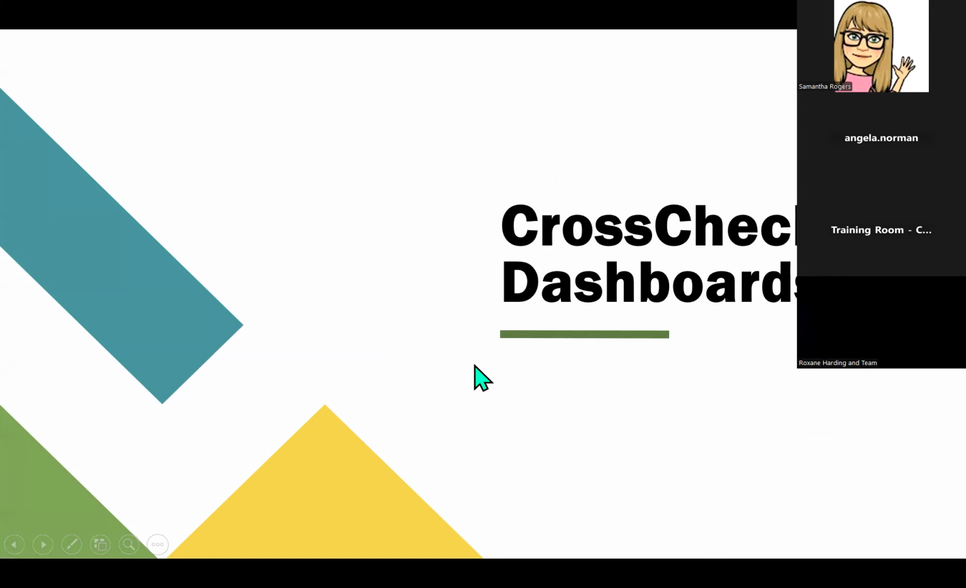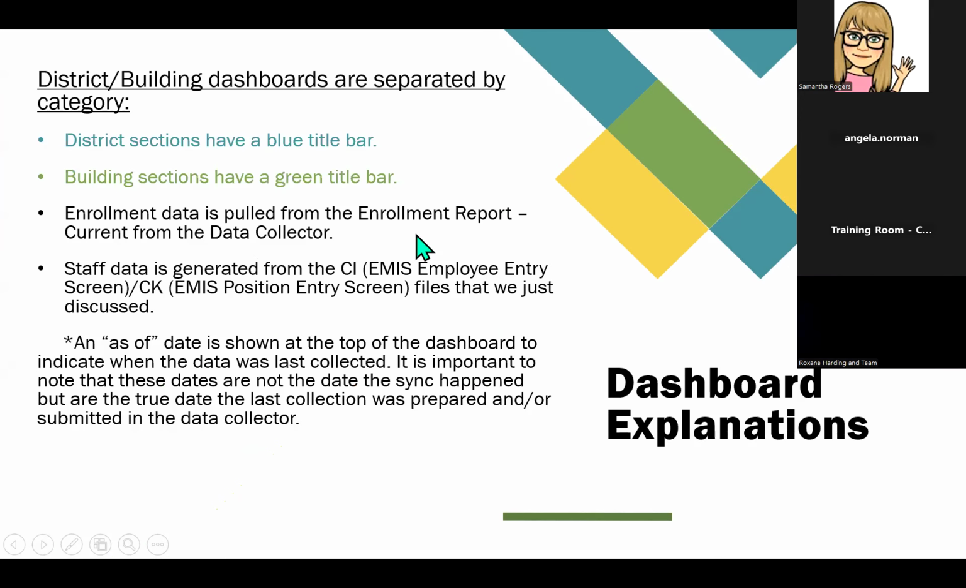So the Crosscheck dashboards, this is kind of where everything starts. These dashboards show you a bunch of information. They have sections that have blue title bars, and that would be for the entire district. And then there are sections that have a green bar, and that would be building specific.